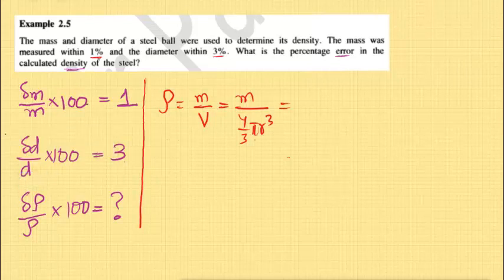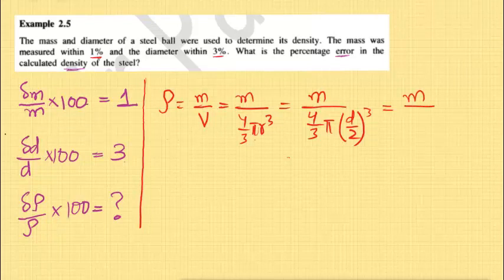So see, m over 4 upon 3 as it is, pi as it is. In place of radius, I am going to write d over 2 whole raised to the power 3. Now this expression will be simplified as mass over 4 over 3 pi d raised to the power 3 divided by 2 raised to the power 3, which is 8.